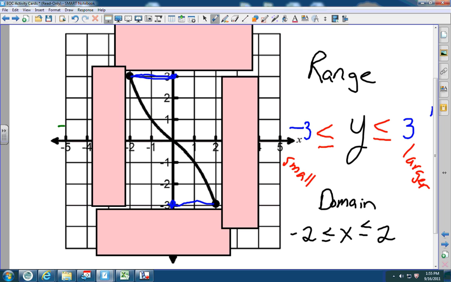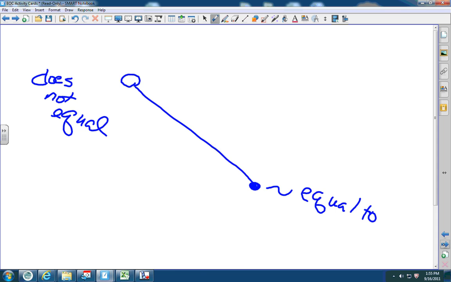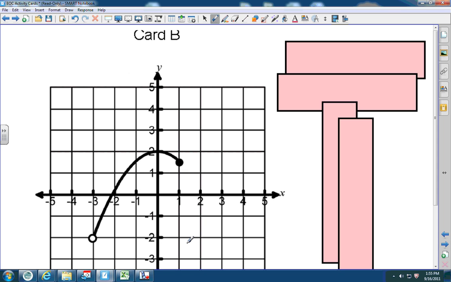Okay, so there's my domain and range. All right, let's go to the next problem. Let's look here. Pause the video, try and write your domain and range and come back and see how you did.